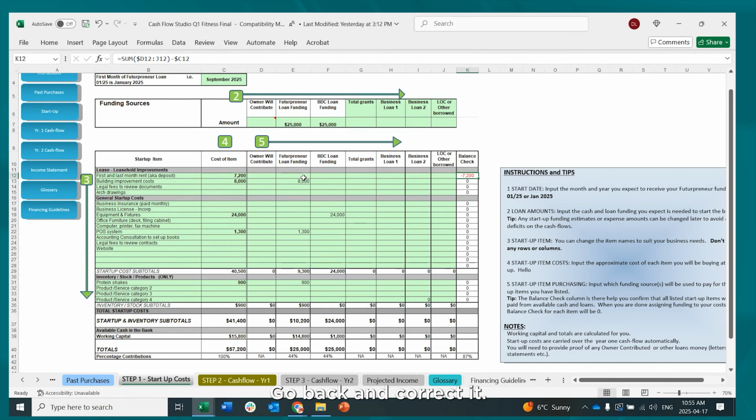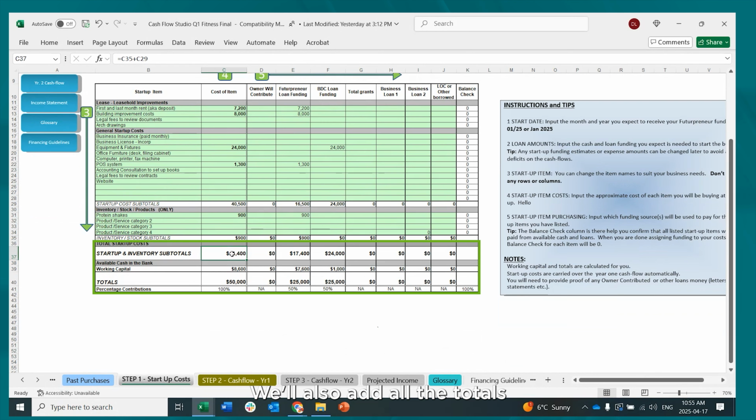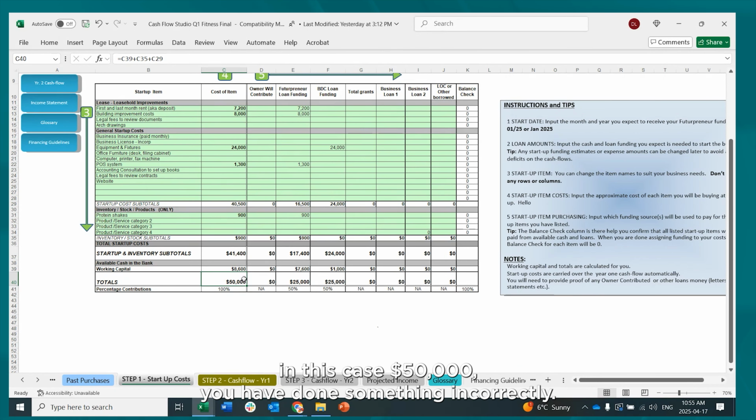Go back and correct it. Do this process for all the items. As you do this, the template will add up the startup costs and inventory total. It will also add all the totals so that the amount matches your funding request. If the total does not match your funding request, in this case $50,000, you have done something incorrectly. Go back and check what you need to fill in again.